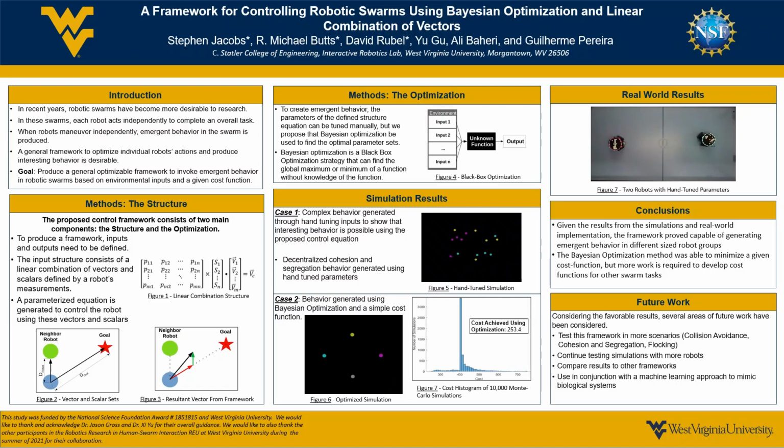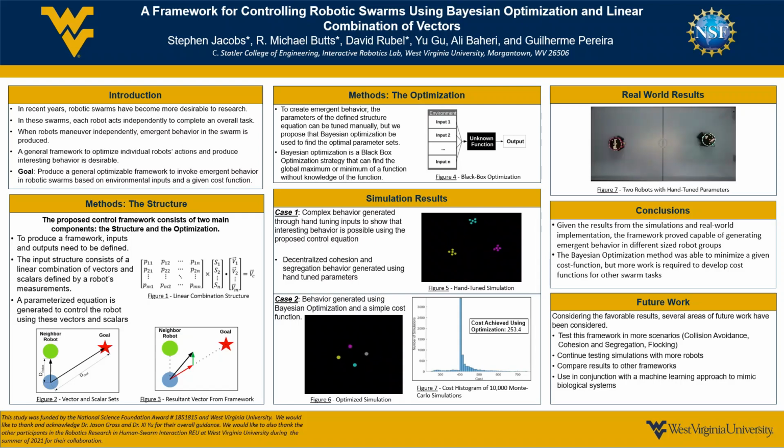To evaluate this control framework, three main tests were performed. First, in case 1, a simulation was created and a control structure was hand-tuned to produce cohesion and segregation behavior for a large number of robots in discrete groups. For this task, 6 scalars and 6 vectors were chosen, and 36 corresponding parameters were tuned to produce an efficient cohesion and segregation behavior with the limitations of local sensing and agent collisions.